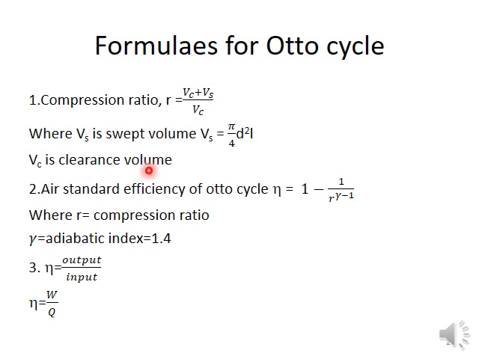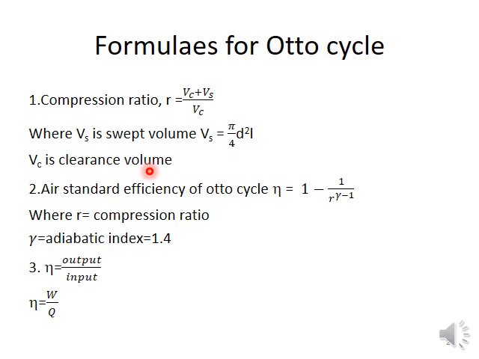In the last class we discussed some formulas related to the Otto cycle. The first one is the compression ratio. The compression ratio is the ratio of the total volume to the clearance volume, where the total volume of the cylinder is the sum of the clearance volume plus the swept volume, divided by the clearance volume. The swept volume of the cylinder is equal to pi by 4 d square L, where d is the diameter of the cylinder and L is the length of the stroke, and Vc is called the clearance volume.